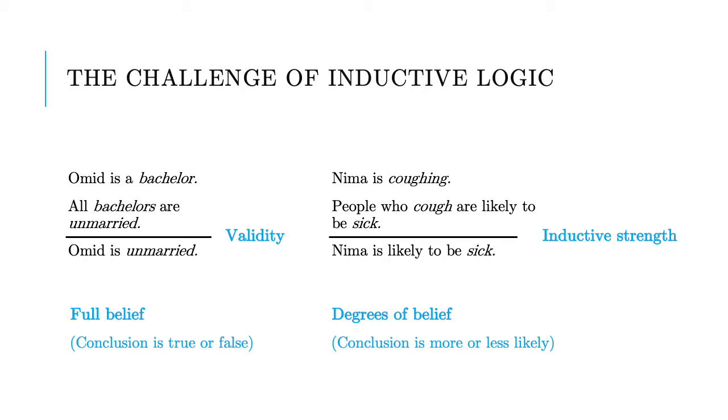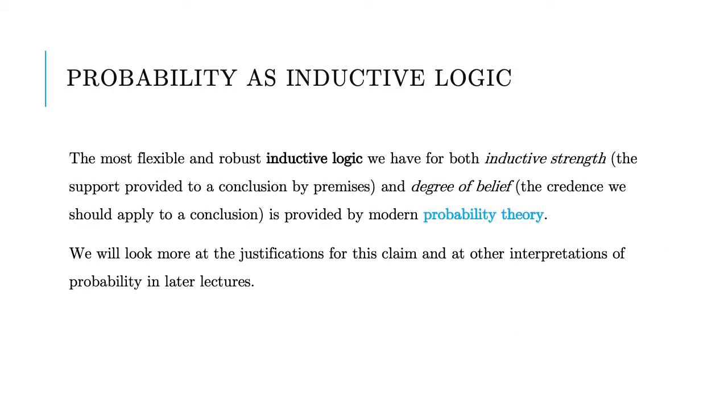The task of any inductive logic, then, is to get more clear on these notions of the inductive strength of inference and of the degrees of belief we apply or should apply to propositions. The most flexible and robust inductive logic we have for assessing both inductive strength and degrees of belief is provided by modern probability theory. We will look more at the justifications for this claim and other interpretations of probability in later lectures.